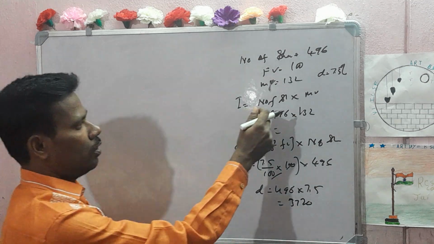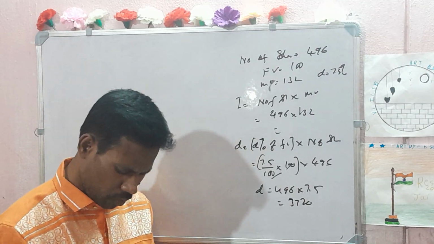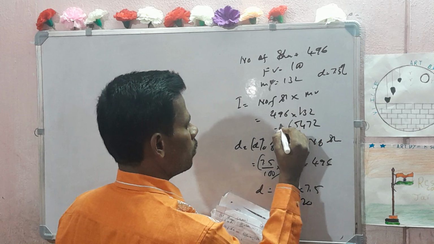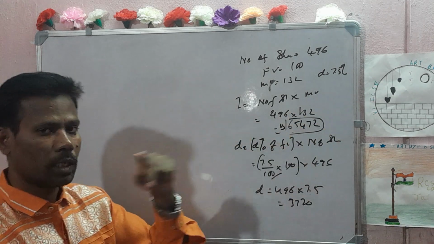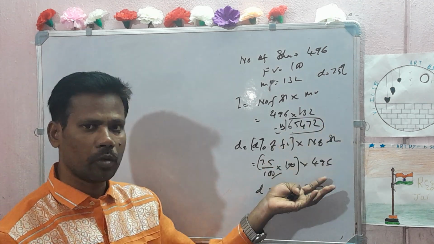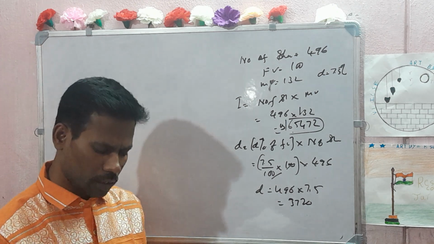Investment here is number of shares into investment: 496 into 132. Again you have to see 496 into 132. It is nothing but 65472. If you multiply these two, the answer is 65472. This multiplication you did in 10th class already, you must know it, so just do it in the rough column. The answer is this, and the dividend answer is this.